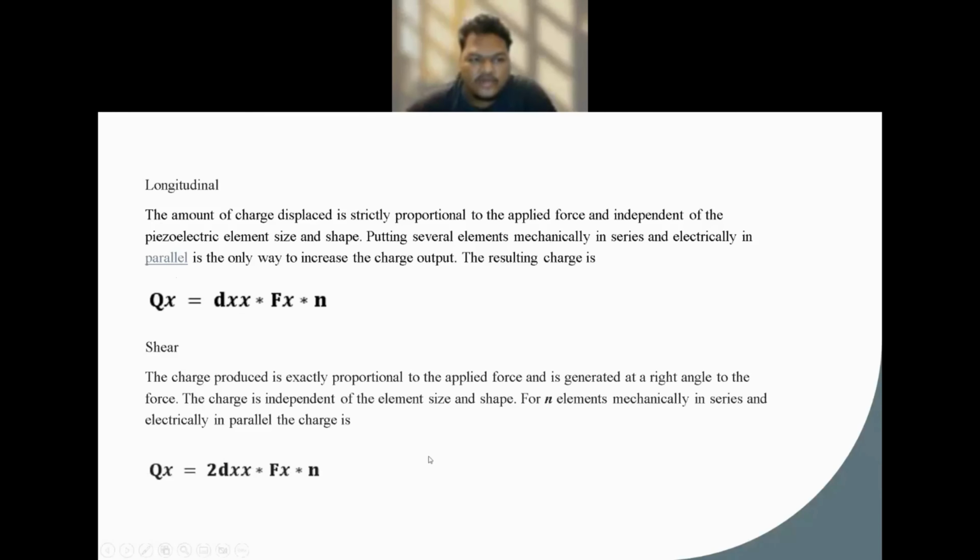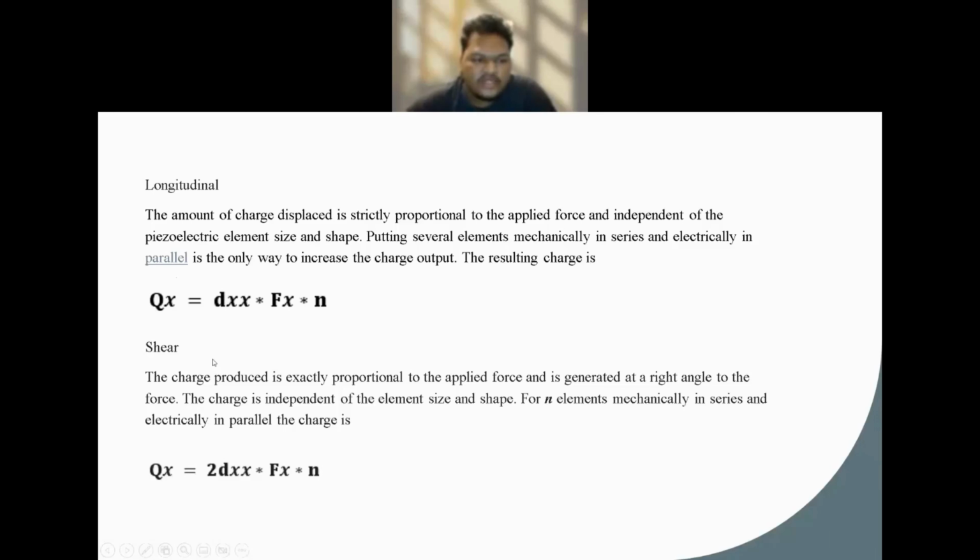Longitudinal: the amount of charge displaced is strictly proportional to the applied force, and it is independent of the piezoelectric element size and shape. Putting several elements mechanically in series and electrically in parallel is the only way to increase charge output. The resulting charge is this equation: Qx equals dxx multiplied by Fx multiplied by n.